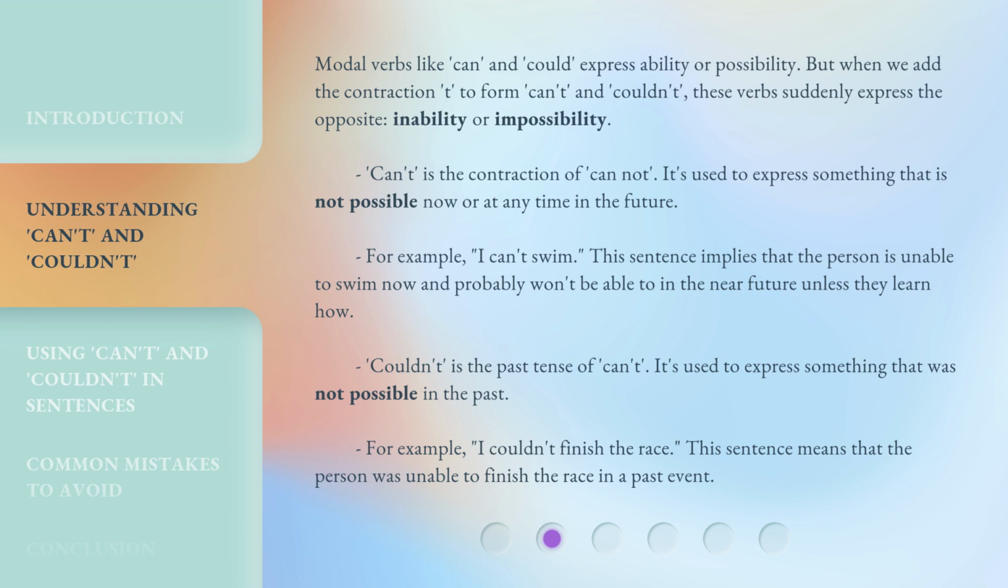Couldn't is the past tense of can't. It's used to express something that was not possible in the past. For example, I couldn't finish the race. This sentence means that the person was unable to finish the race in a past event.